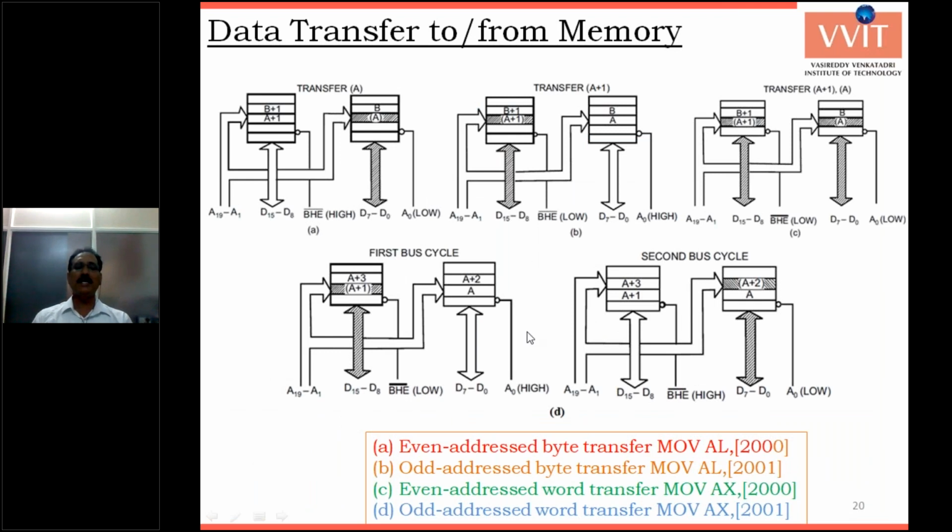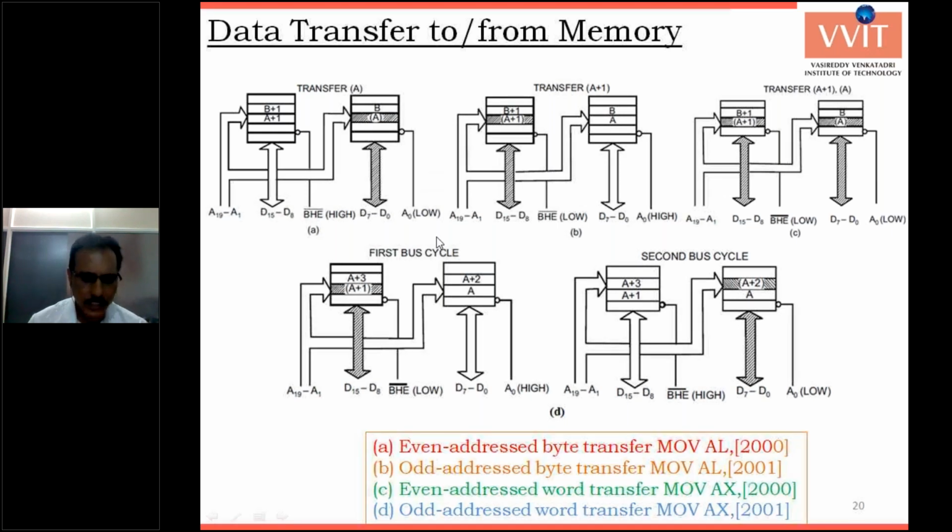First, the even address byte. For example, in the statement MOV AL, [2000]: the base address refers to the data segment, and within the data segment the offset address is 2000. The data segment base X plus 2000 gives the even address. That even content is transmitted to AL.